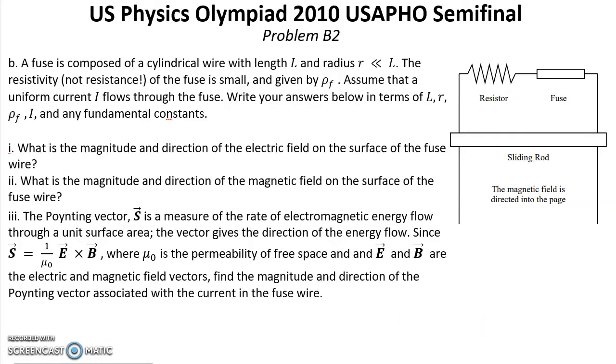Part B. A fuse is composed of a cylindrical wire with length L and radius R much smaller than L. The resistivity, not resistance, of the fuse is small and given by ρ fuse. Assume that the uniform current I flows through the fuse. Write the answer below in terms of L, R, ρ fuse, I, and any fundamental constants.